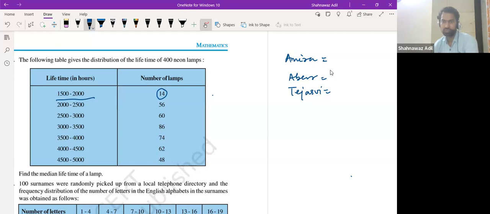So I got the answer 3406. So that is lying in this range, right? 3406. Oh, this was a very heavy calculation, right? So n is 400.